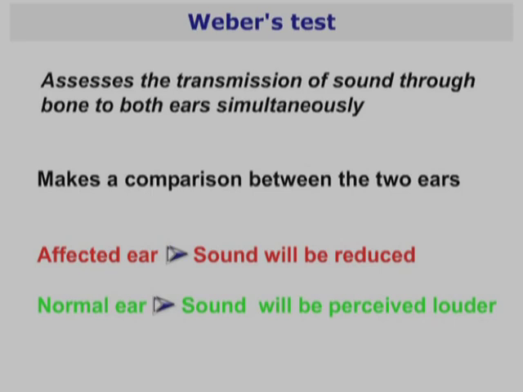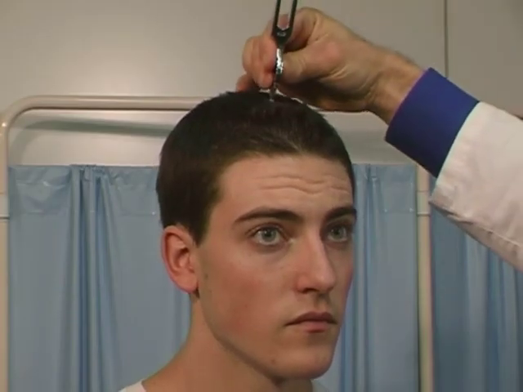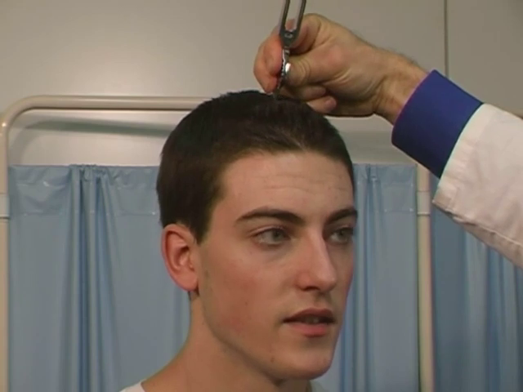Weber's test assesses the transmission of sound through bone to both ears simultaneously, so that a comparison between the two ears can be made. Place the base of the vibrating tuning fork on the forehead or the vertex of the head. Ask the patient if they feel the buzzing sensation equally in both ears.